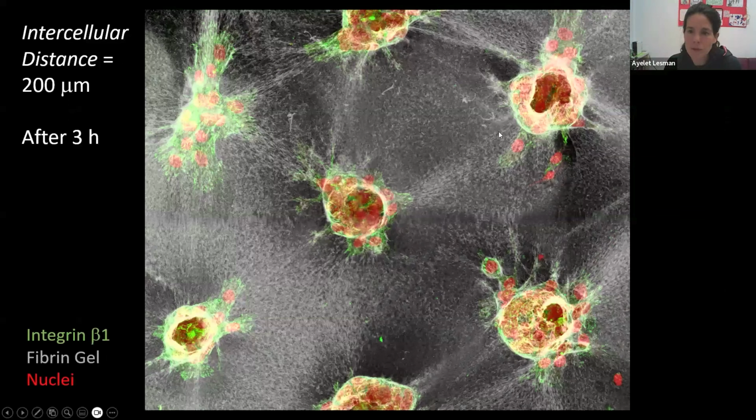This is just more images showing the system. So this is after 3 hours. Cells just start to leave the spheroid. You can see a lot of remodeling of the matrix at this stage. You can see the alignment, and cells start to respond, and they start to invade out of the spheroid along those structures in the matrix.